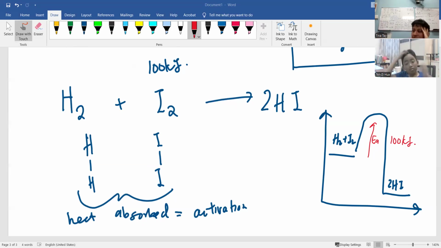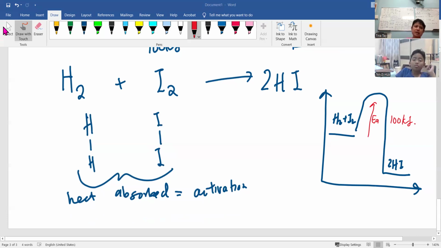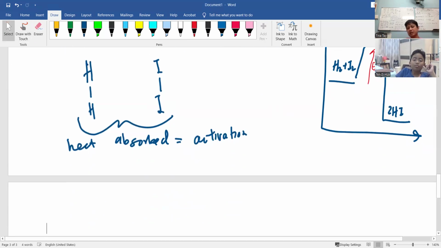So let's say they only collide with 99 kilojoules. Will a reaction occur? No. If they collide with 10 kilojoules, will a reaction occur? No. If they collide with 100 kilojoules, will a reaction occur? Yes. If they collide with 101, will it occur? Yes. So the minimum energy required is activation energy, 100 kilojoules. Now let's use this in the context of temperature.